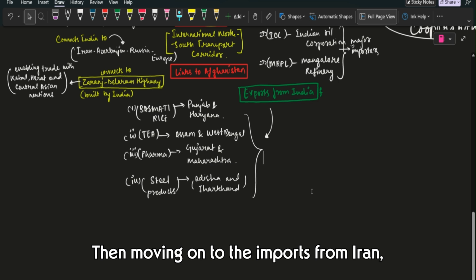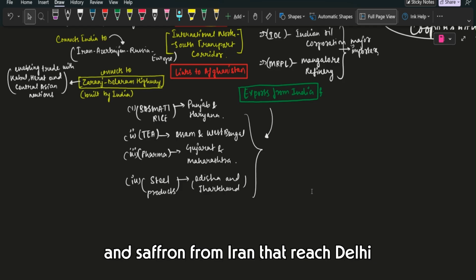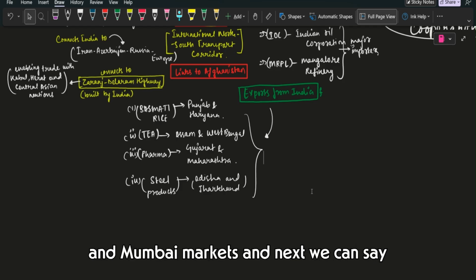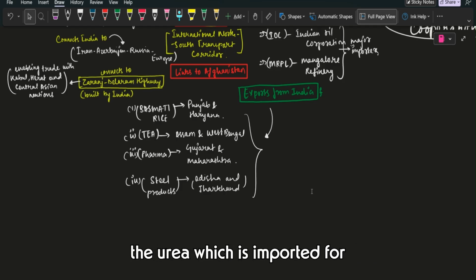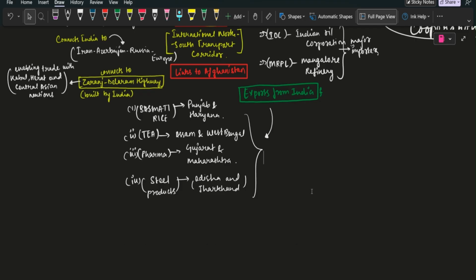Then moving on to the imports from Iran, other than the oil, we have dry fruits and saffron from Iran that reach Delhi and Mumbai markets. And next, we can say the urea, which is imported for agriculture in states like UP and Punjab.